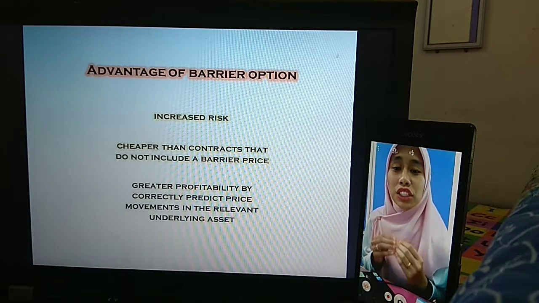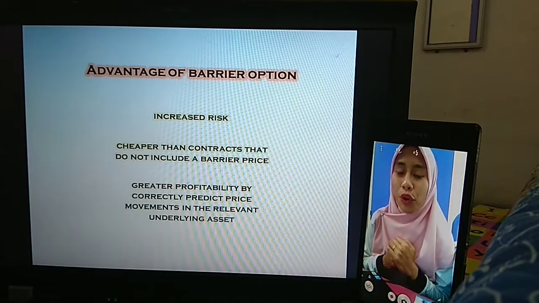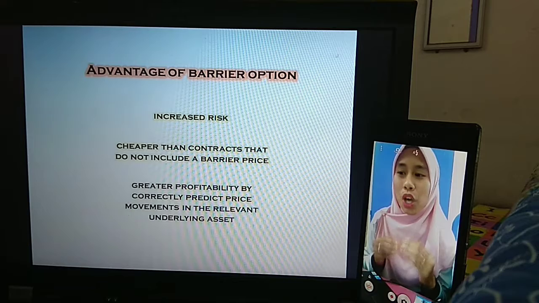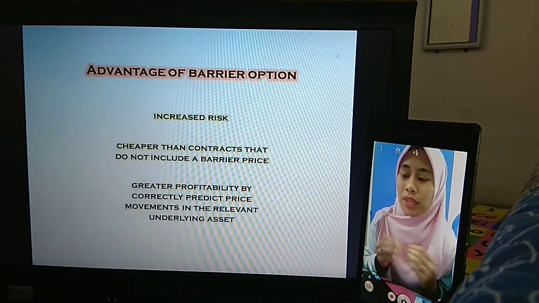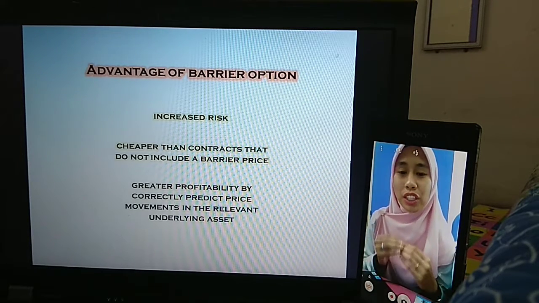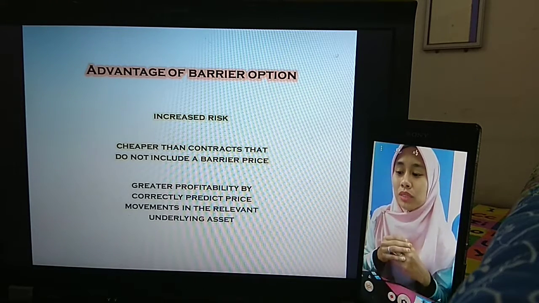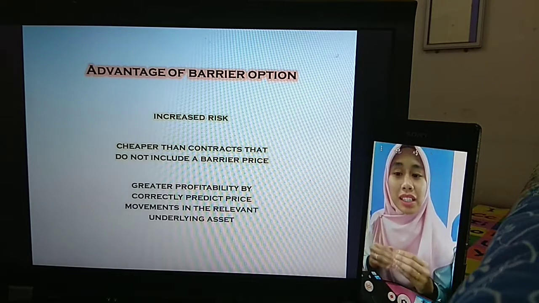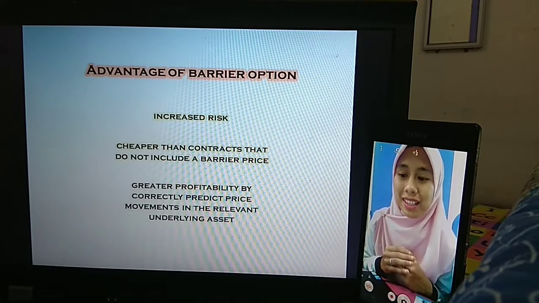So the advantage of barrier options: there's actually an advantage for traders of barrier options. Because of the increased risk that the holder has to face, barrier options are generally cheaper than contracts that do not include a barrier price. This allows for greater profitability by correctly predicting price movements in the relevant underlying asset.